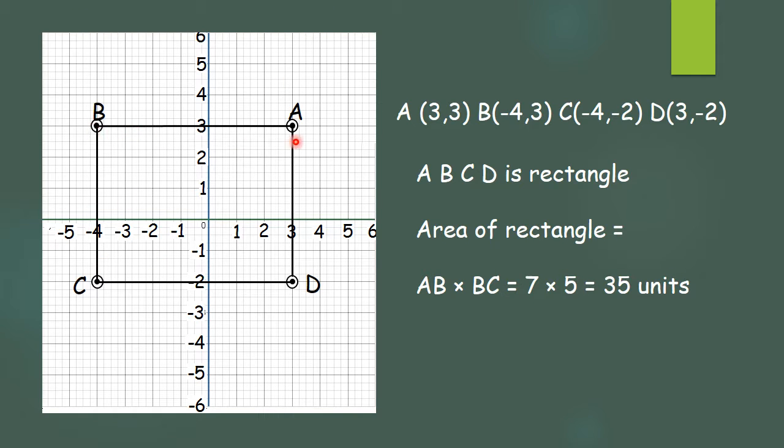Or, to measure the length of AB, we will start with the point B. We will not say this is 1, we will say this is 0. Then from 0 it is 1, 2, 3, 4, 5, 6, 7. So we get AB as 7. Similarly, we'll start measuring BC. This point is our 0. So from 0 it is 1, 2, 3, 4 and 5. So we get BC as 5. And so the area becomes 35 square units.